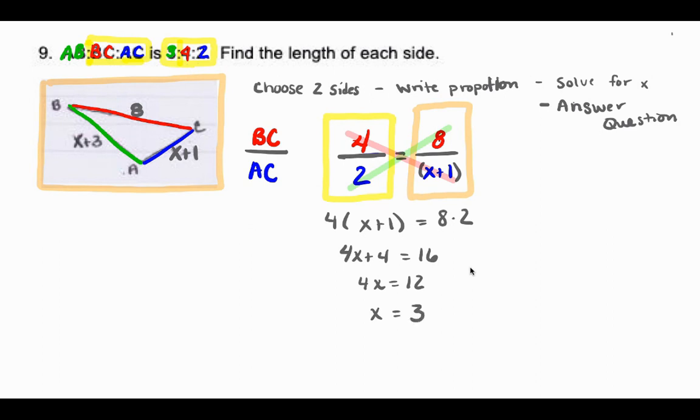Now this is our value of x, but make sure you actually answer the question. The question wants the length of each side. So when we go to the length of each side for AB, we're going to do the value of x plus 3 to get 6. BC was given to be 8, and AC is our value of x plus 1 to get 4. And if you actually take the comparison of 6 to 8 to 4 and divide them all by 2, you get the ratio in our beginning situation, 3 to 4 to 2.